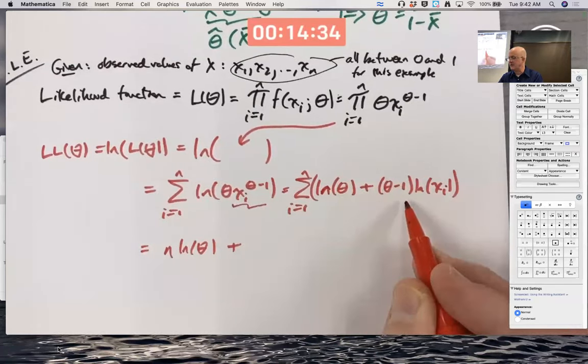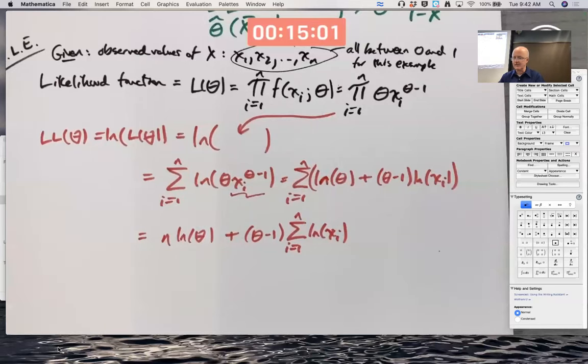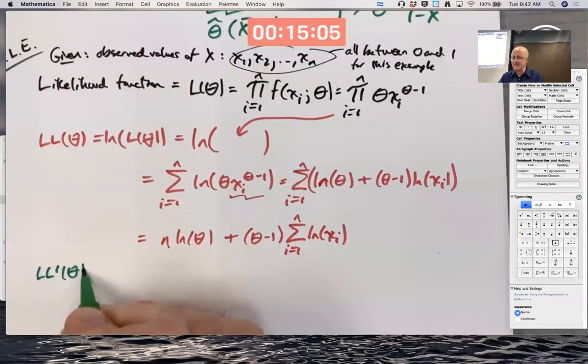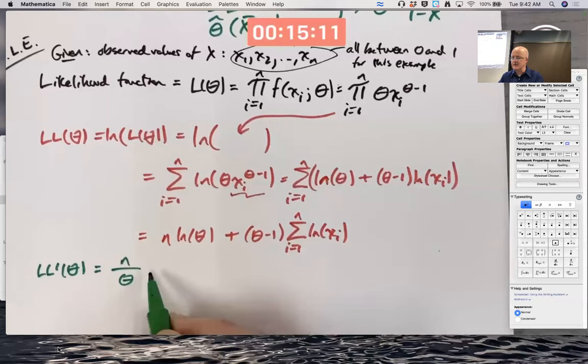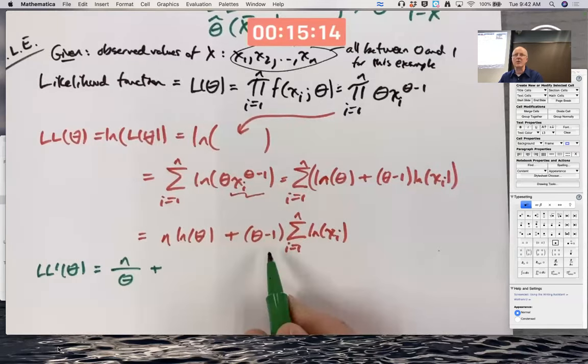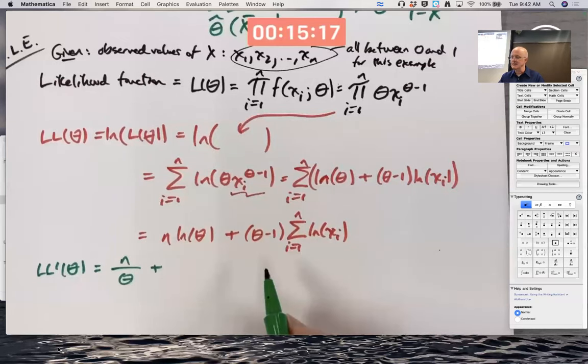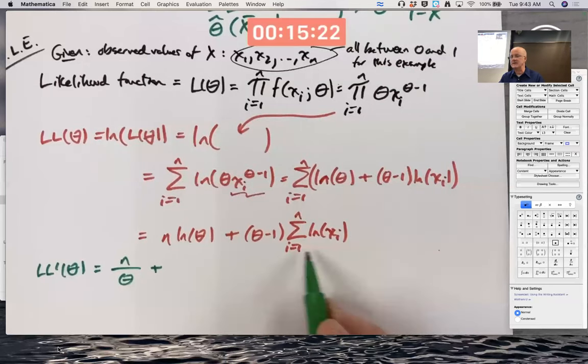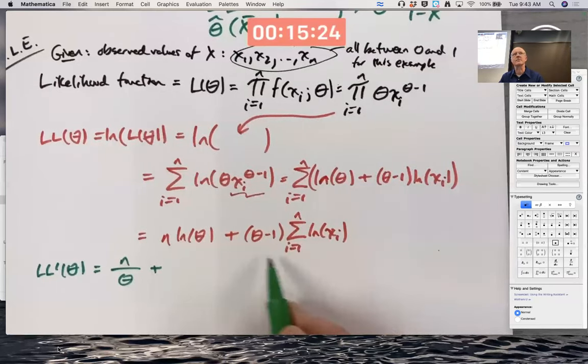If I can find the value of theta that maximizes the log likelihood function, that's the same value of theta that's going to maximize the likelihood function. But it's much easier to differentiate this. Log likelihood prime of theta with respect to theta, n is constant. Differentiate the first term, you get n over theta. Differentiate the second term with respect to theta. It's a linear function of theta. The derivative is just the coefficient of theta, which is just the summation, in fact, if you imagine distributing it through the parentheses there.